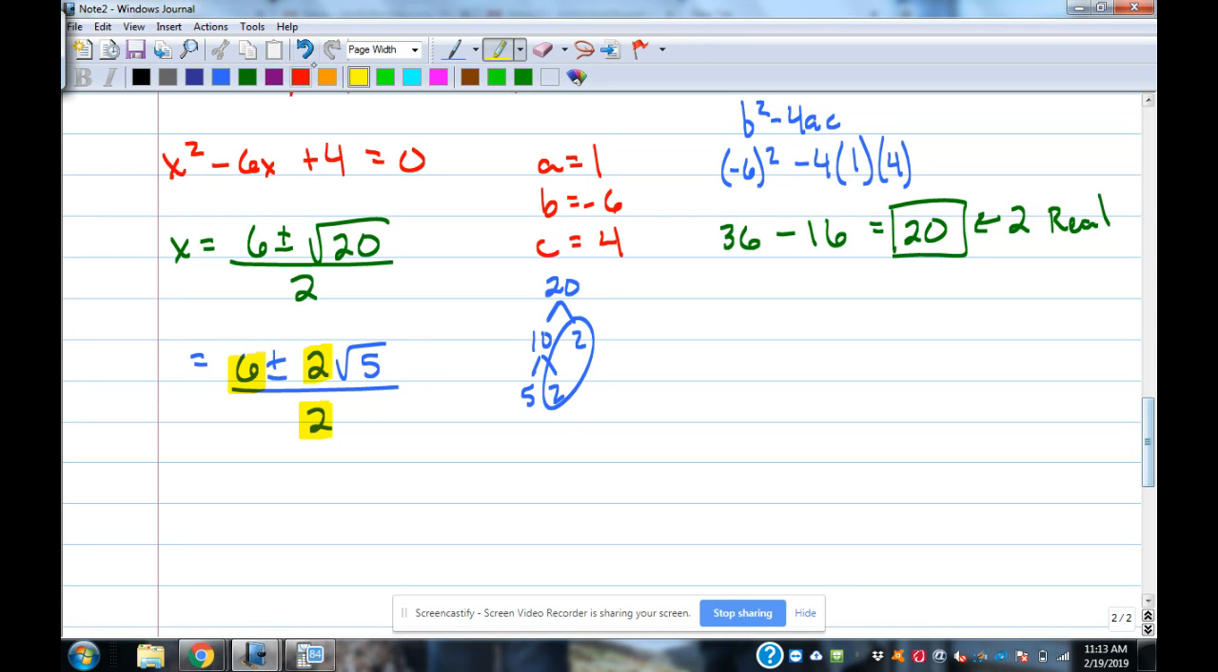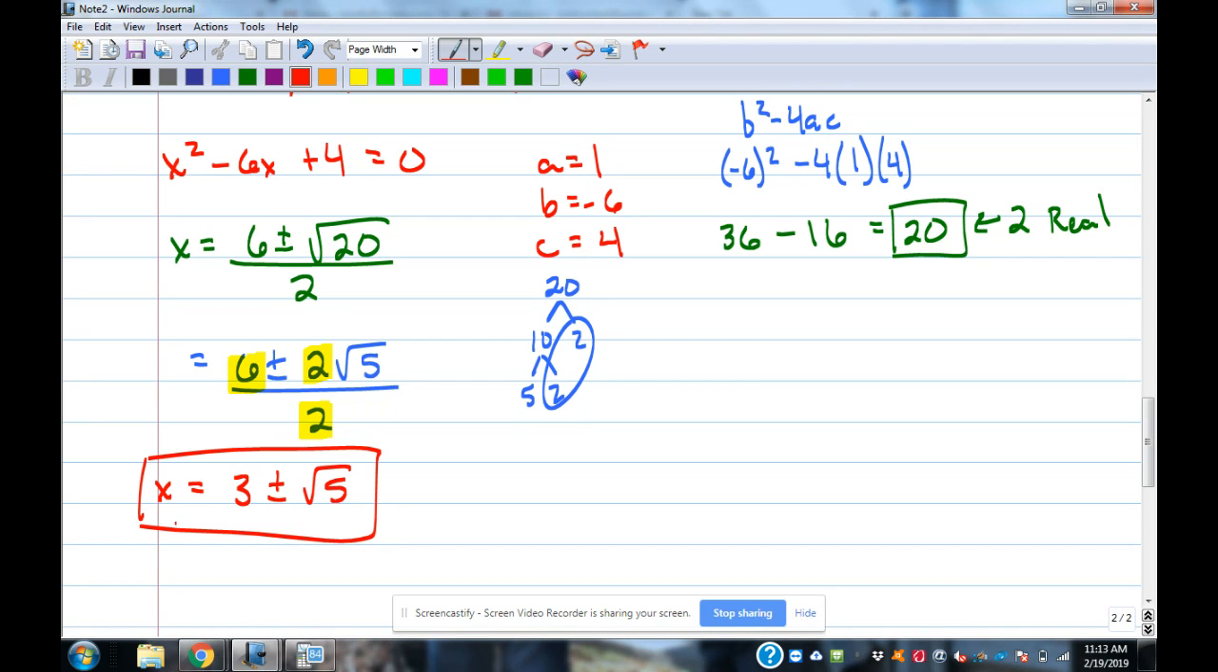Okay, so that'd be 3 plus or minus 1 radical 5. And technically it's over 1, but we don't have to write over 1, right? Because it stays the same. So 3 plus or minus the square root of 5. The final answer out of that.